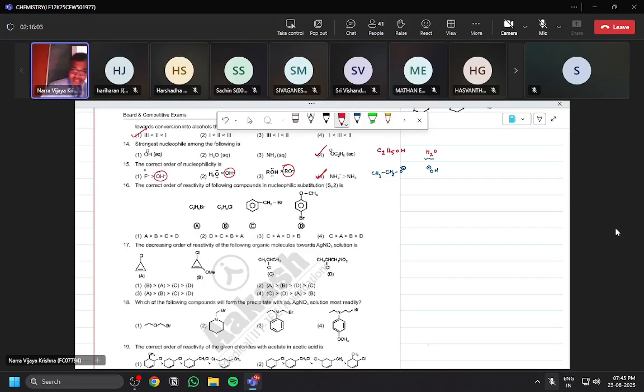Next one, sir. The correct order of the following towards SN2. SN2. What are the conditions that favor SN2? Single step mechanism, or concerted mechanism. Less crowding, less hindrance. Good nucleophile. Good leaving group.